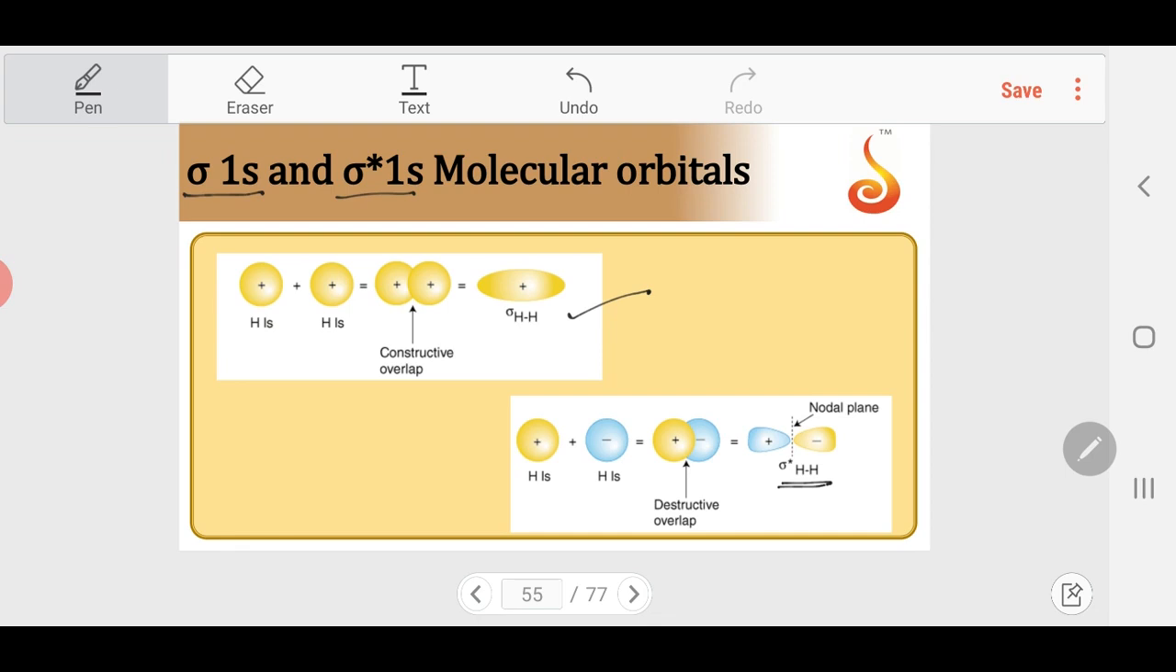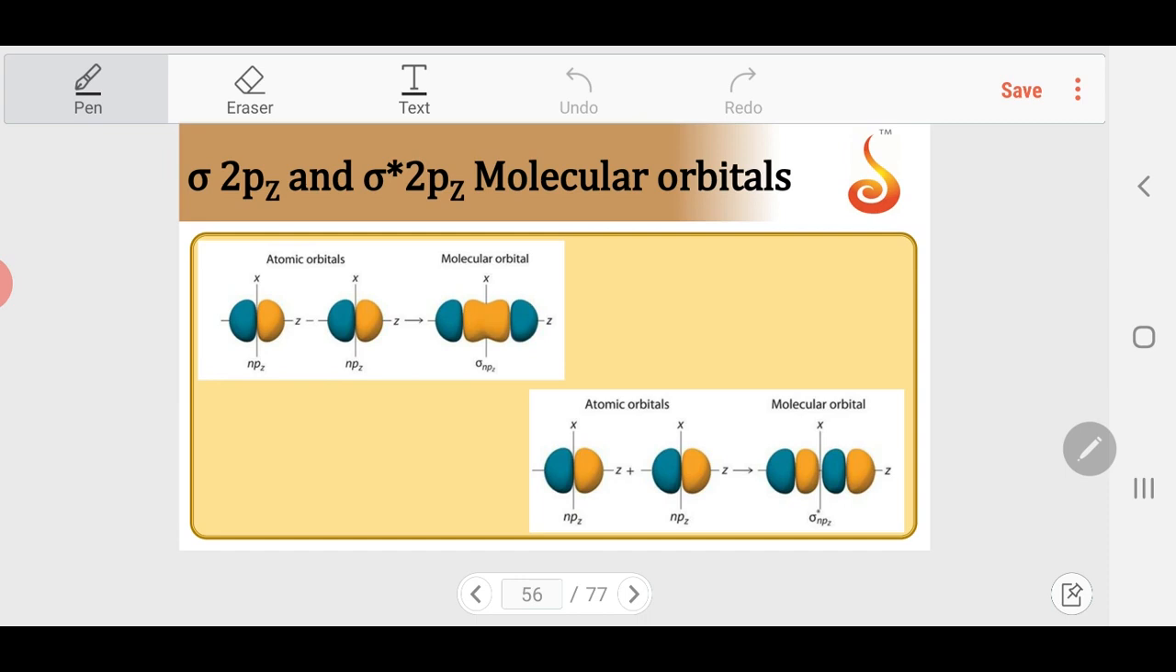This plus and minus in the figure indicate the sign of the wave function. It has nothing to do with the physical significance of the electron cloud or anything, it is just a sign of the wave function. If I take p orbital, these are two lobes of p orbital, overlapping along the axis. If the yellow one is overlapping with the yellow one, they merge, that is constructive overlapping. So, electron density is maximum between the two nuclei, this is sigma 2pz. If the yellow one is overlapping with the blue one, it is destructive overlapping, they won't merge easily. So, there is a small gap between them, there is a nodal plane. Electron density is minimum between the two nuclei, this is sigma star 2pz.